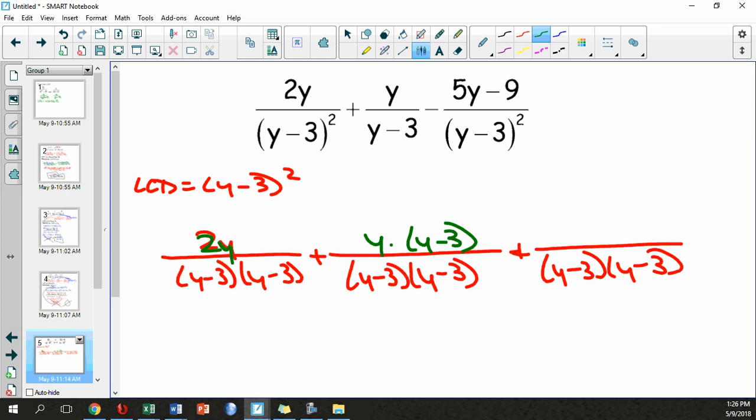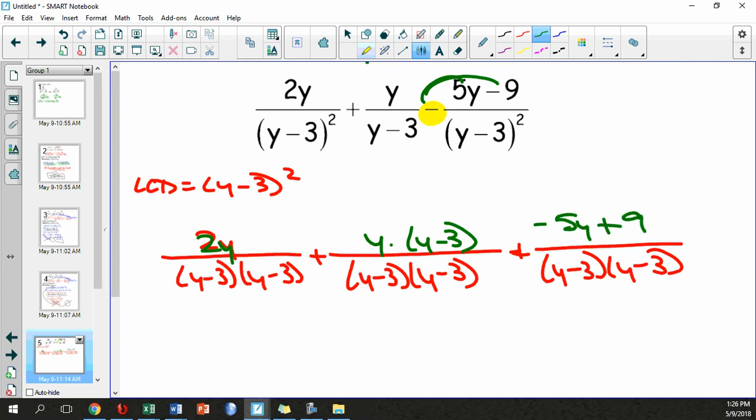Go to the last denominator. How many do I have there? 2. So am I changing anything in my denominator? No, but how are these two fractions attached? By subtraction. So what do I need to do with that negative? So that's negative 5y plus 9.